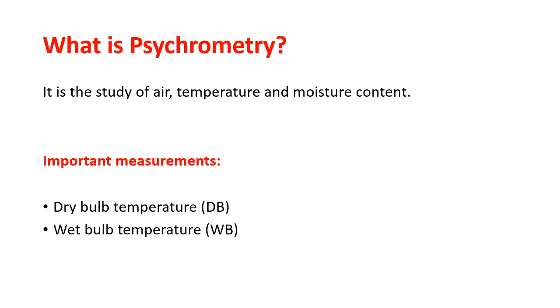In psychrometry, there are two primary measurements that are crucial: dry bulb temperature, dB, which is the air temperature that you would typically measure with a regular thermometer. It represents the actual air temperature of the environment.